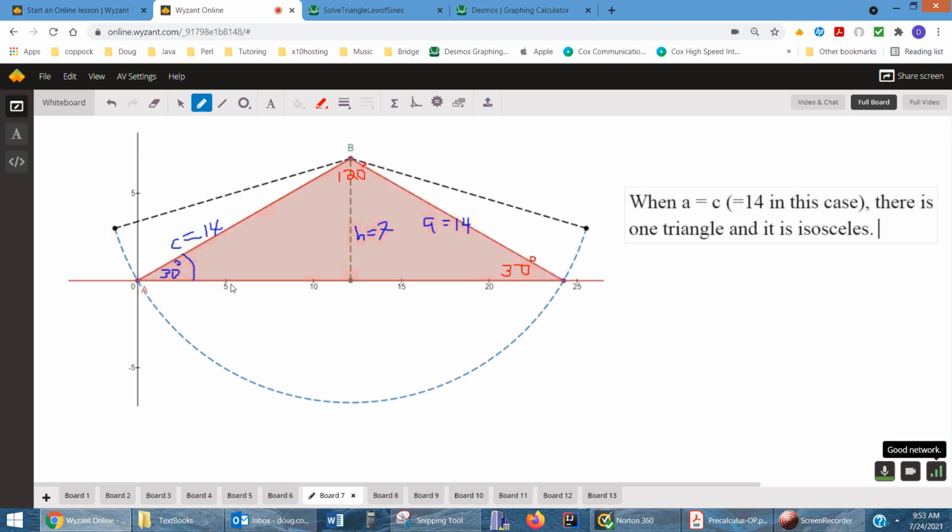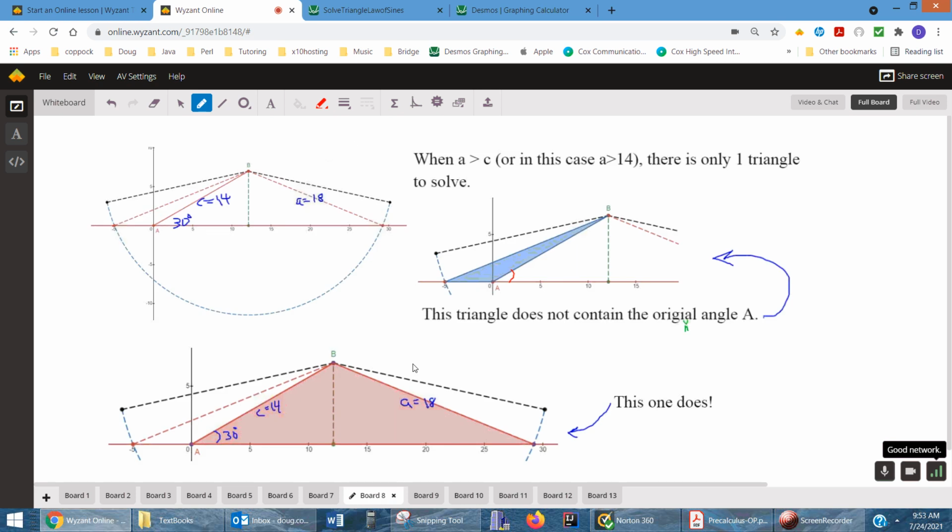And then you could use right triangle trigonometry to find that distance. And since the altitude bisects the base of an isosceles triangle, this would also be the same distance. You add them together and you've got it, we solved the triangle without using the law of sines.